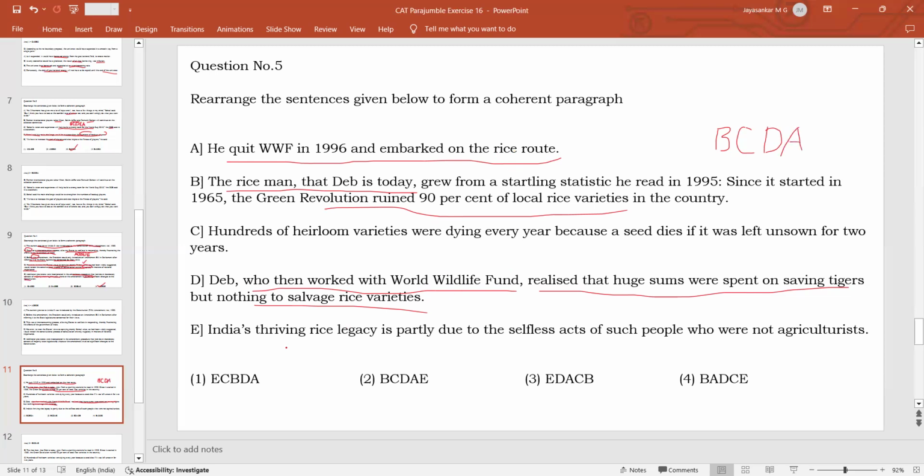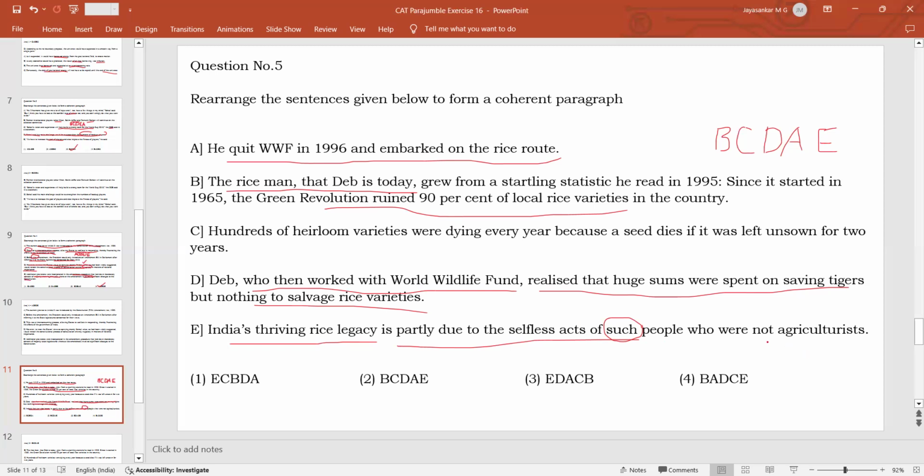Then comes India's thriving rice legacy. So right now we have a very thriving legacy of different varieties of rice, and this is partly due to the selfless acts of such people. This is very important. So this is what makes it a concluding sentence, because if these such people were not there, it could have been an opening sentence also. But since "such" is given here, this means that we are talking about people like them. So this is what makes E a concluding sentence. So B, C, D, A, E. Otherwise, E can also be an opening sentence if this "such" was not there. So that is why you need to be very careful in reading these kind of sentences.